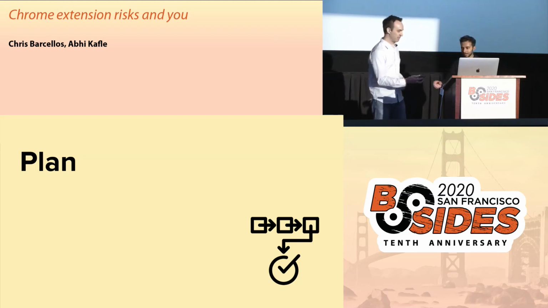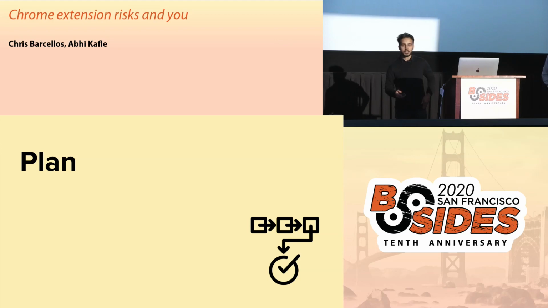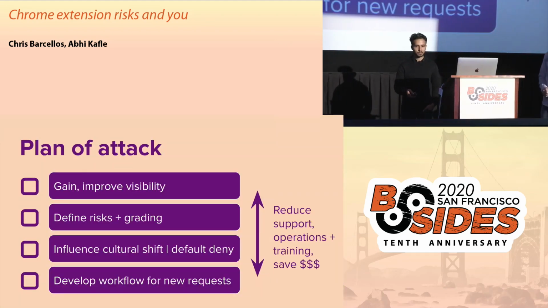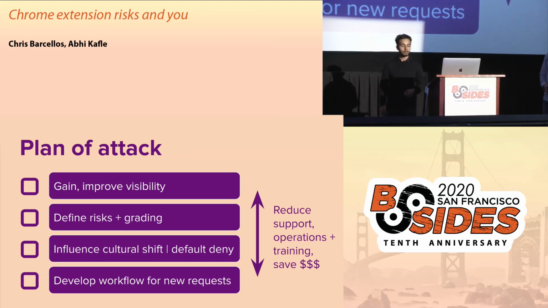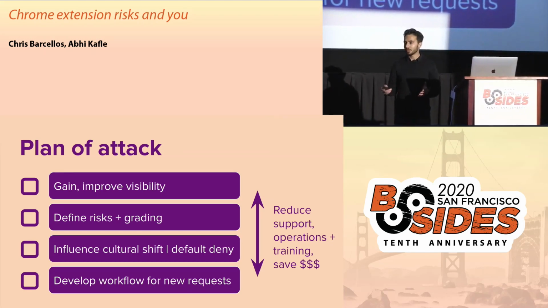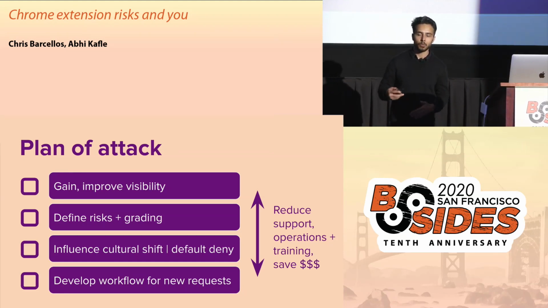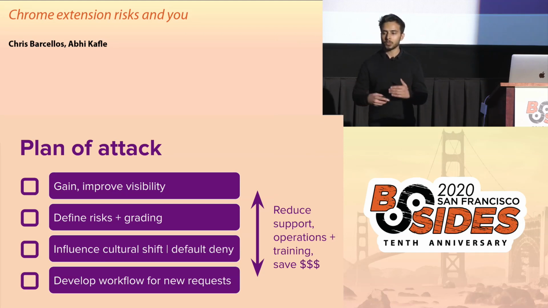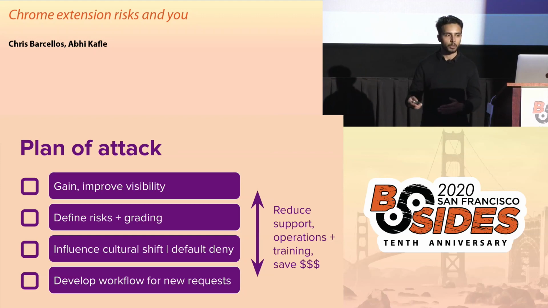So now we're jumping into the plan. Sorry about that. Now that we have talked about all the problems with Chrome extensions, let's briefly talk about what our plan is for addressing them. On a high level, what that looks like is presented here. We start with gaining and improving visibility, which means you can't fix what you can't see. So you start with how can we see what our users are using, and exploring more into that.